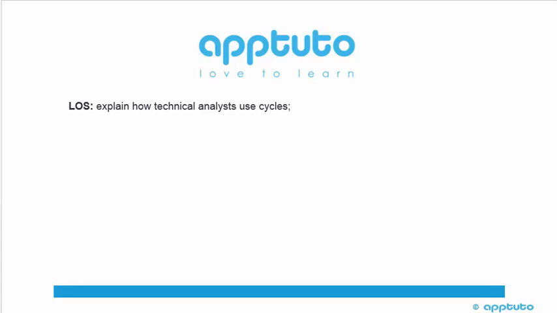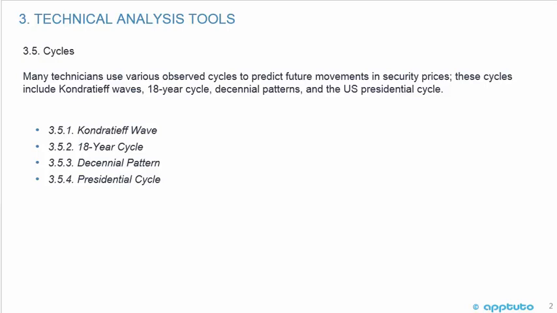This LOS is to explain how technical analysts use cycles. Technical analysis tools. Now we're going to turn our attention to cycles. Many technicians use various observed cycles to predict future movements in security prices. These cycles include Kondratiev Waves, the 18-year cycle, Decennial Patterns, and the U.S.